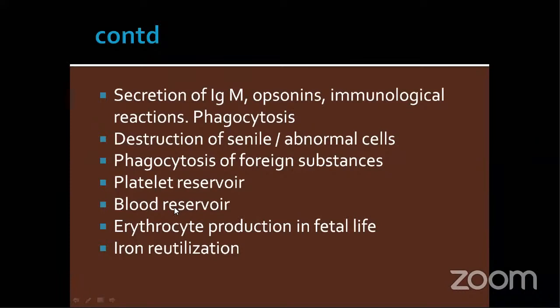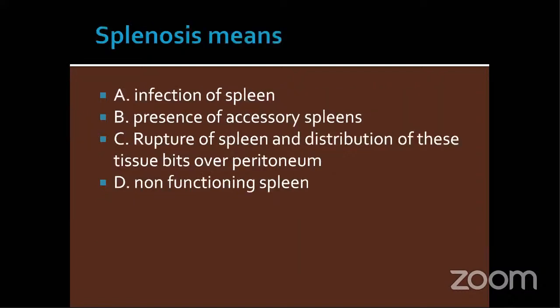So in case of shock or any cytopenias, the cells will be immediately replenished into the circulation through the splenic vascular supply. And in fetal life, its important function is erythrocyte production. They also produce RBCs in the fetal life, and they also help in iron reutilization. As the senile RBCs are getting destroyed in the spleen, the released iron helps in the formation of new young RBCs. So it helps in iron reutilization.